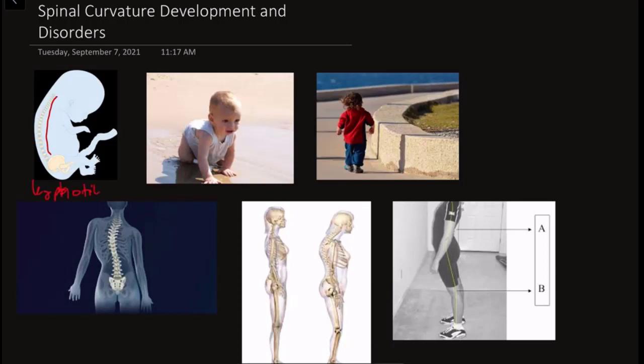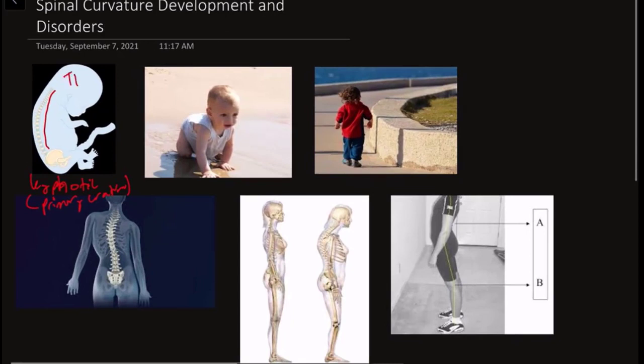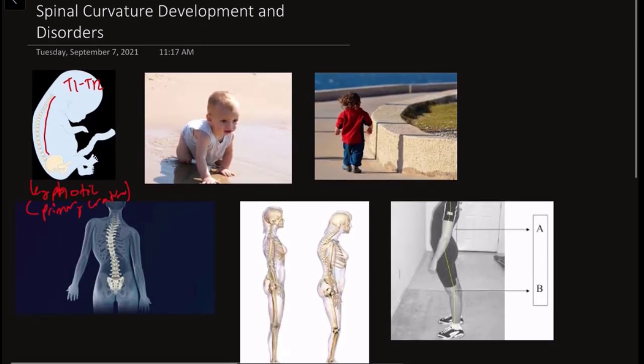Kyphotic curvature. Because it exists prior to you even being born, sometimes we'll see this referred to as primary curvature. The key thing to make note of with your primary curvature is that this will go on in your mature spinal structure to become your thoracic vertebra. I'll apologize for writing on the baby's head, but that's T1 through T12. And then it's also going to form the pelvic vertebra. This could be things like your sacrum or your sacral, so that'd be S1 through S5.